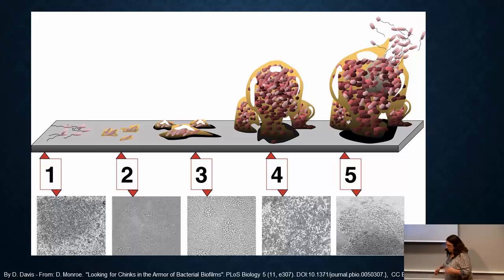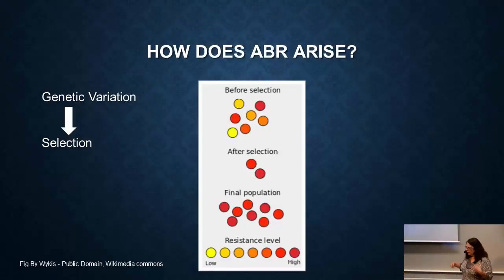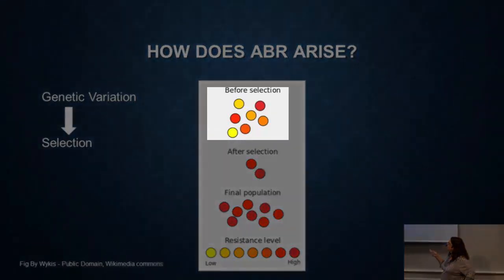Okay, so where does all this resistance come from? The natural resistance is kind of easy to understand, but where are all these genes coming from? What's happening here? So I'm going to talk a little about evolution and gene transfer. So how does antibiotic resistance arise? Well, like most things, in basic evolution, you have genetic variation. So here we have a number of cells.